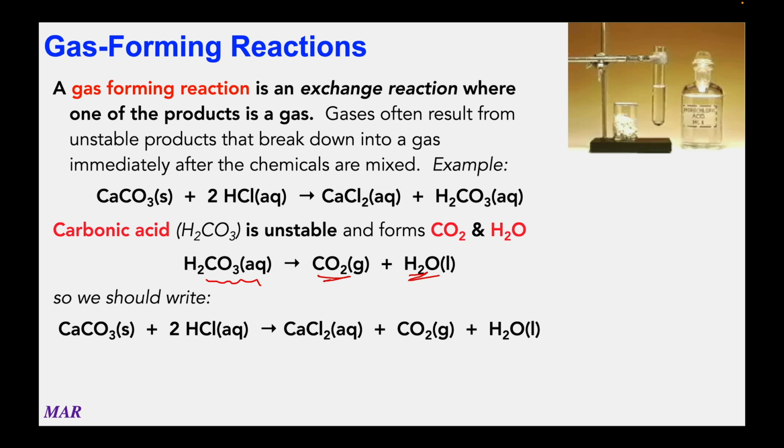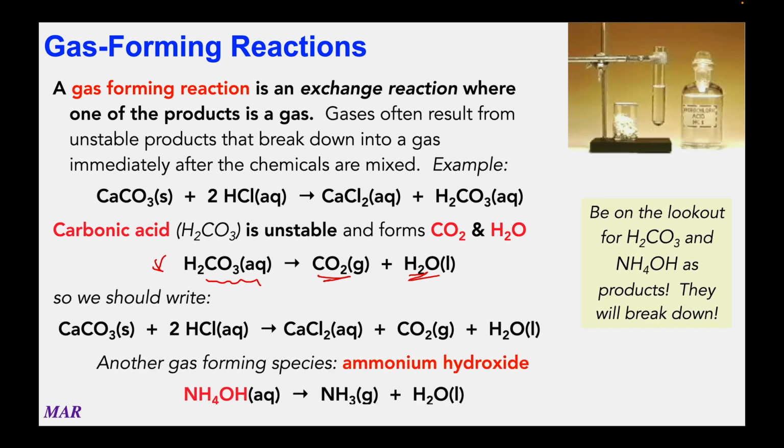So I would definitely know that the carbonic acid is going to break down to CO2 and water. If you see carbonic acid as a product, you know it's going to be a gas-forming reaction. Ammonium hydroxide is another common example of a gas-forming reaction. Ammonium hydroxide will also break down into a gas, ammonia, and water. So if you see ammonium hydroxide as a product, you should also know that it's going to break down into NH3 and water. They don't look like gases. They'll look like they're aqueous things because they are, but they'll further break down into gas products.